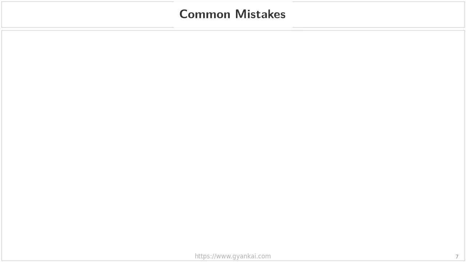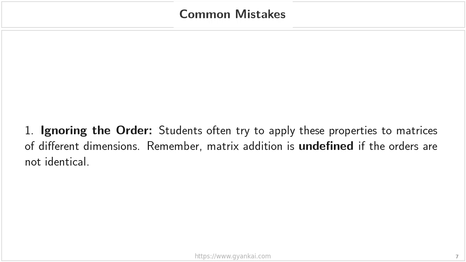Common mistakes. First, let's talk about ignoring the order. It is a frequent mistake to try and apply the commutative or associative laws to matrices of different dimensions. Please remember that matrix addition is strictly undefined if the orders of the matrices are not identical. You cannot add a 2x2 matrix to a 3x3 matrix, regardless of the properties we've discussed.